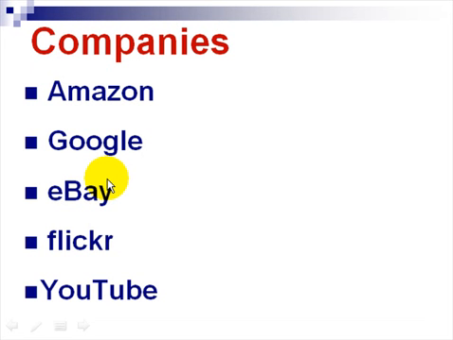Some of the companies that are heavily involved in creating mashups or allowing others to have access to their APIs to create their own mashups: Amazon was a forerunner in this area, Google, eBay, Flickr, YouTube, and now there are many, many more.